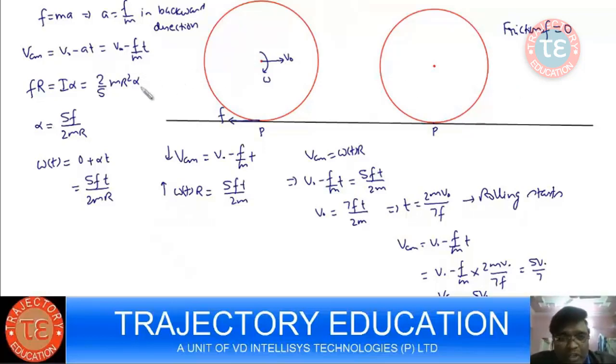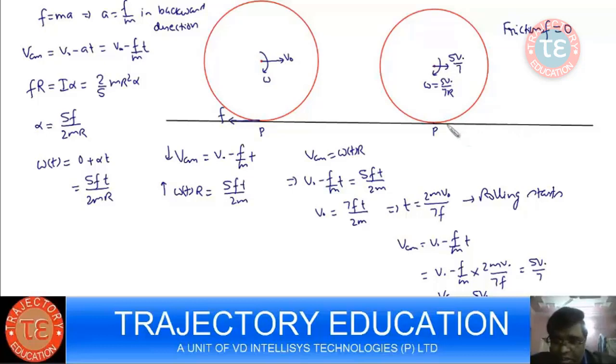So when we are talking about rolling on a plane surface, then we find that friction is required to begin rolling. But once the wheel or sphere or cylinder starts rolling, friction is not required to sustain rolling. We don't need friction to sustain rolling. Means if the surface beyond this is, the velocity is 5 V naught by 7.